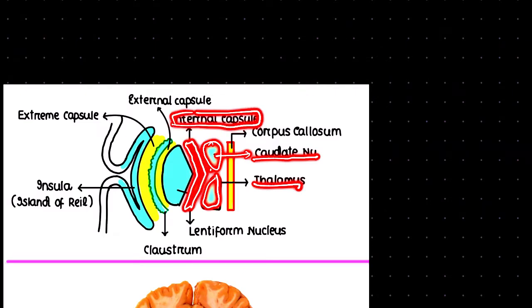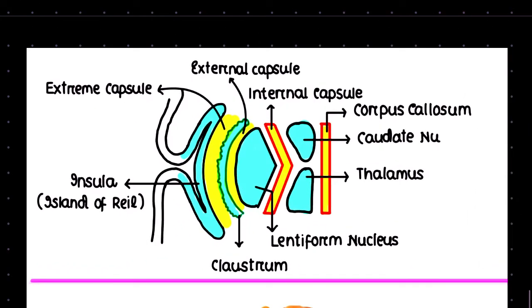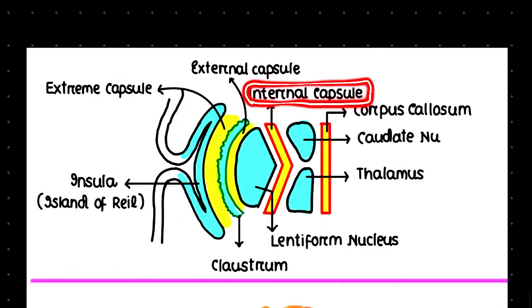Lateral to the internal capsule we find the lentiform nucleus. Medially we have the globus pallidus, and laterally we have the putamen. Before going further lateral, I would like to ask why the internal capsule is called a capsule. Why are we using the word capsule?